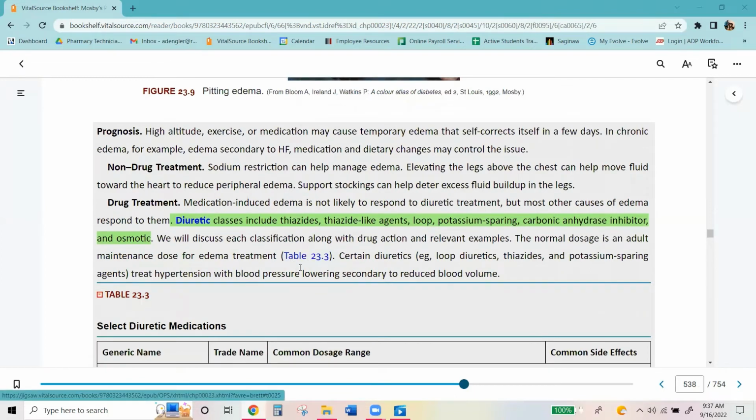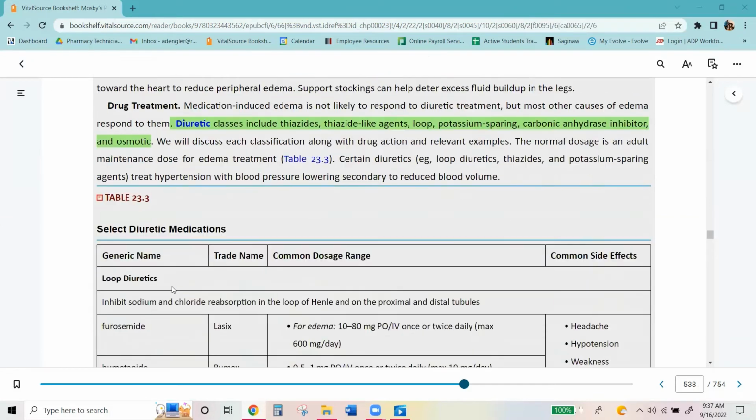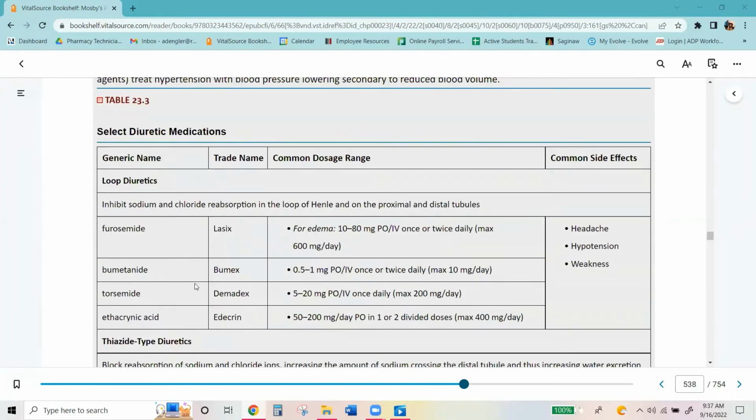For edema, we have diuretic classes for medications. These include thiazide and thiazide-like agents, loop, potassium sparing, carbonic anhydrase inhibitors, and osmotic. So here are select diuretic medications.